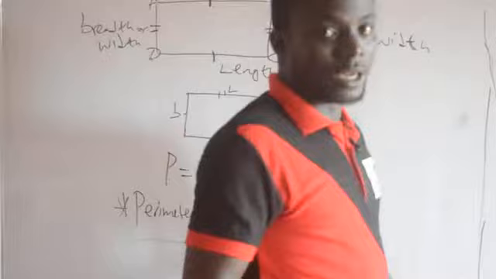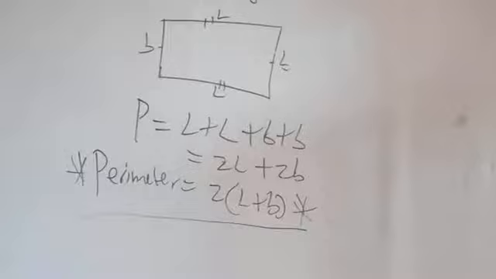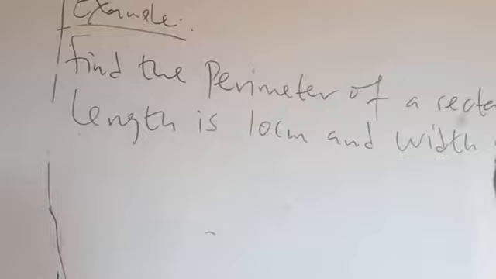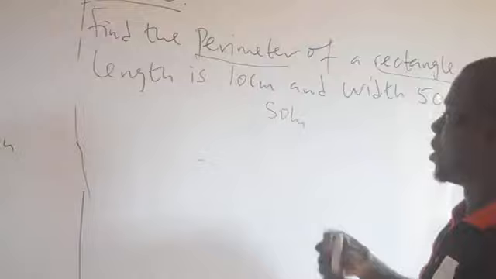So let's take an example. Find the perimeter of a rectangle whose length is 10 cm and width 5 cm. So we are asked to find the perimeter of which shape? The rectangle. So please, you have to understand the question. To find the perimeter of a rectangle. If I were you, I would draw the rectangle. It's not compulsory, but you should also do it.